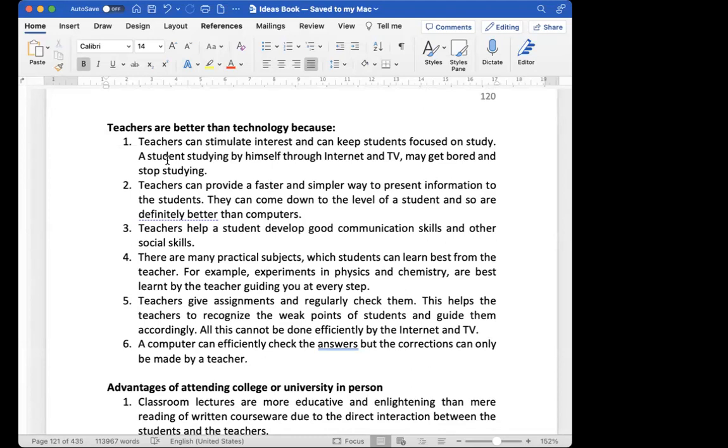Next, teachers give assignments and regularly check them. This helps the teachers to recognize the weak points of students and guide them accordingly. All this cannot be done efficiently by the internet and television. A computer can efficiently check the answers, but the corrections can only be made by a teacher. So now you've got so many points, okay? Remember two or three points in the exam and your essay can be made very nicely, all right?